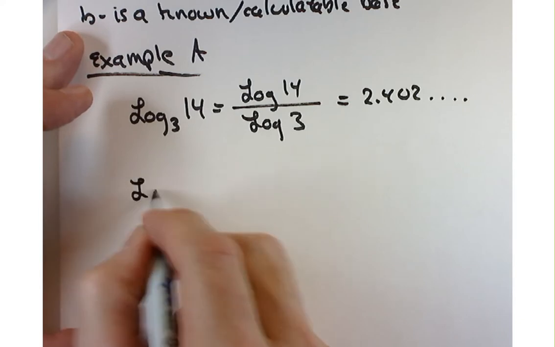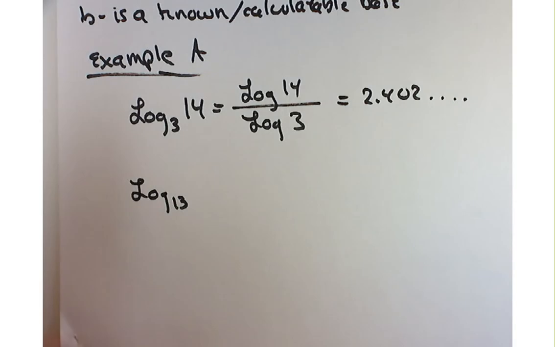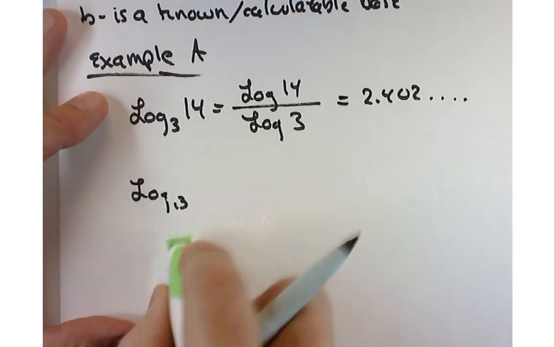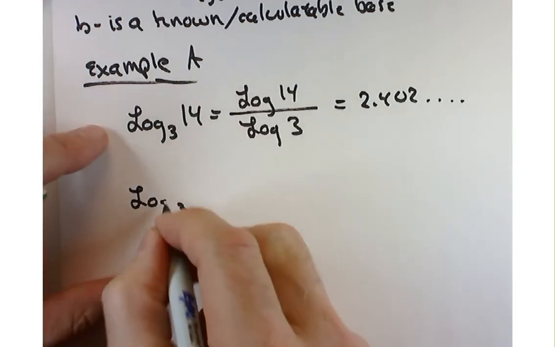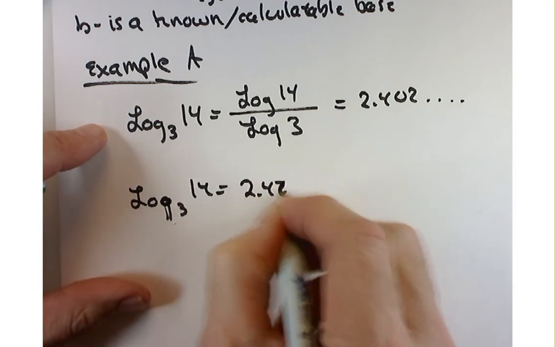But let me write it like this. Log base, yeah, it's supposed to be a 3. Log base 3 of 14 equals 2.402 dot dot dot.